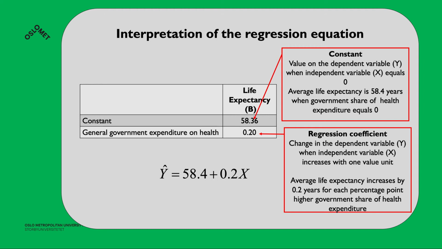And the regression coefficient is the change in the dependent variable y when the independent variable x increases with 1 value unit, and average life expectancy increases by 0.2 years for each percentage point higher the government's share of health expenditures. So that's the interpretation of the regression coefficient, and this equation is our best fit to the data just presented. It's based on bivariate regression analysis, where we want to fit a linear relationship to the data.